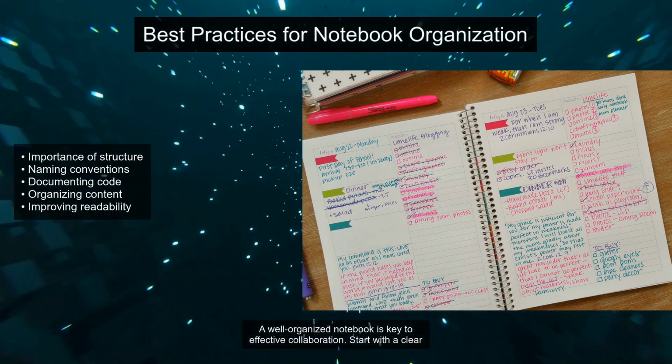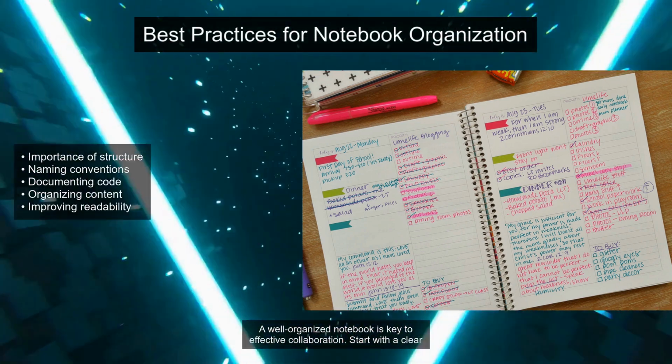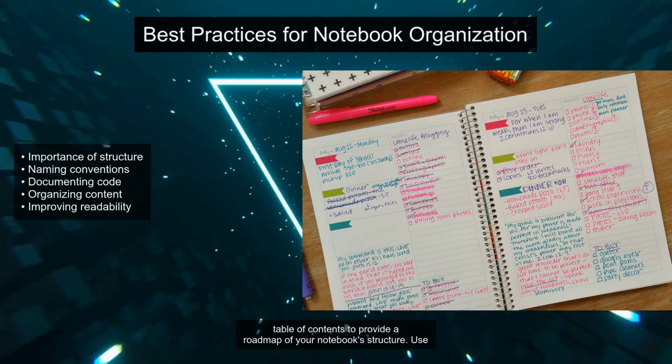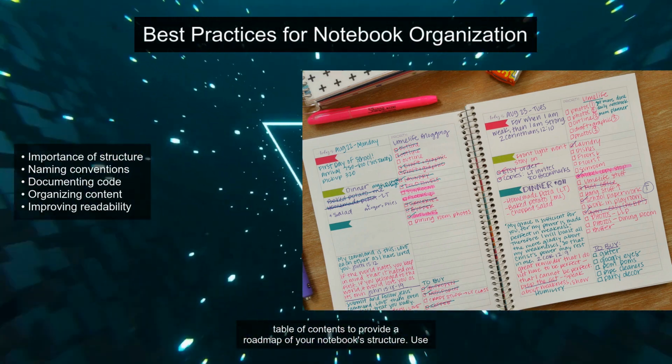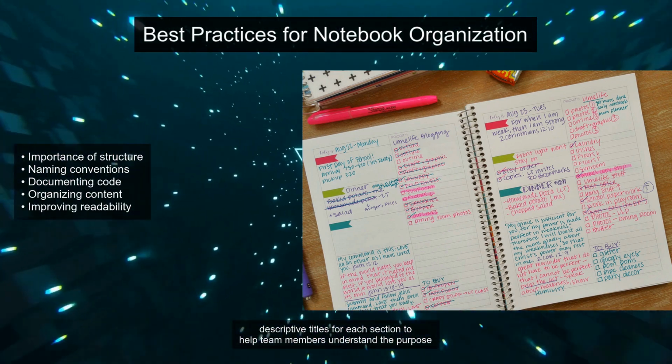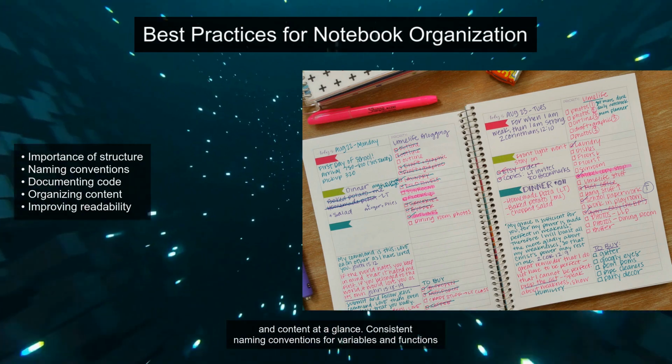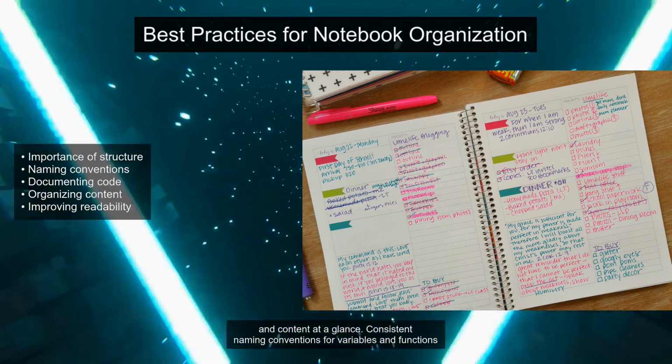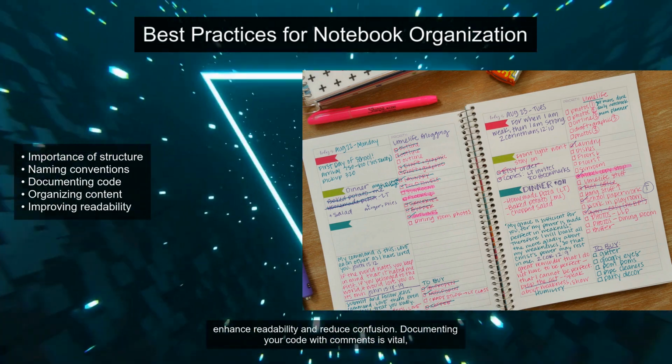A well-organized notebook is key to effective collaboration. Start with a clear table of contents to provide a roadmap of your notebook's structure. Use descriptive titles for each section to help team members understand the purpose and content at a glance. Consistent naming conventions for variables and functions enhance readability and reduce confusion.